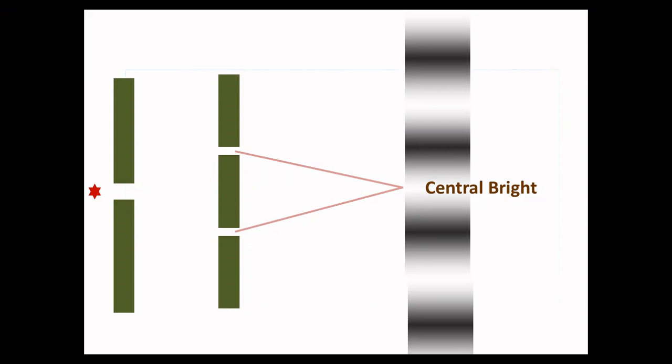So what did Thomas Young do? He took a cardboard and he made a hole here, and he made the light pass through this hole, and that is a single source of light now. For interference, you need two sources, right?